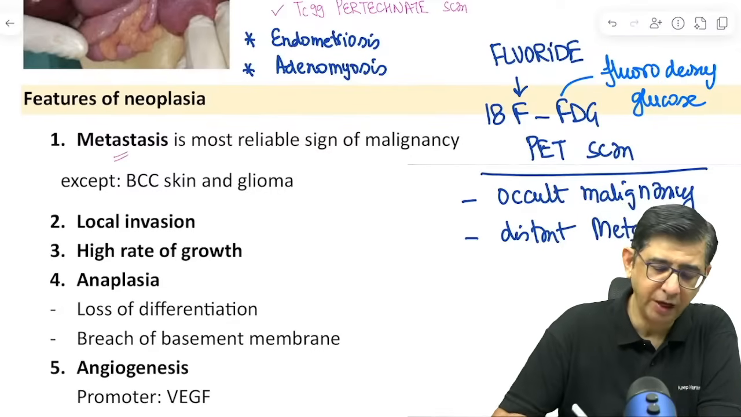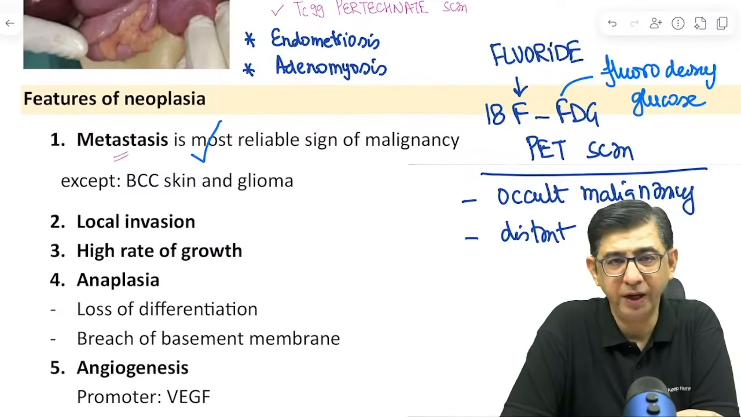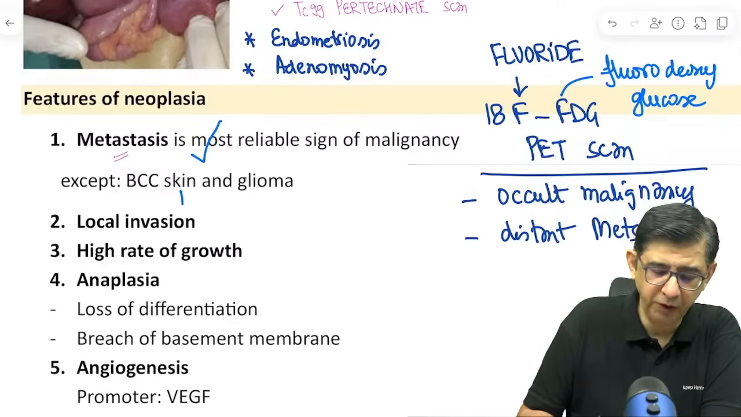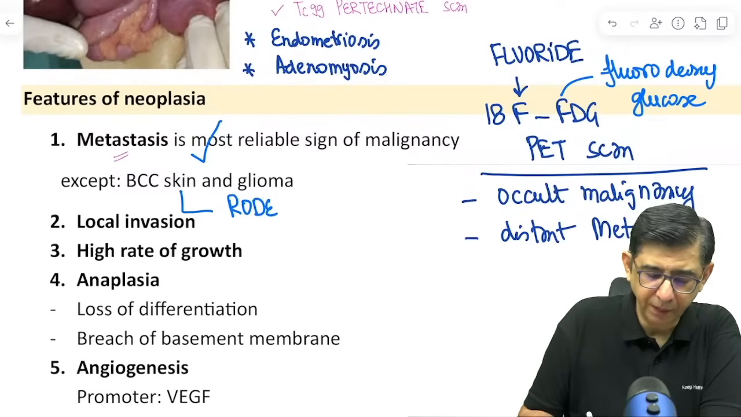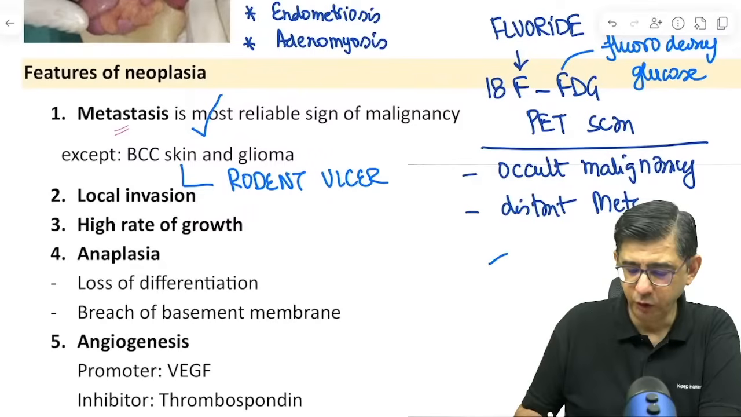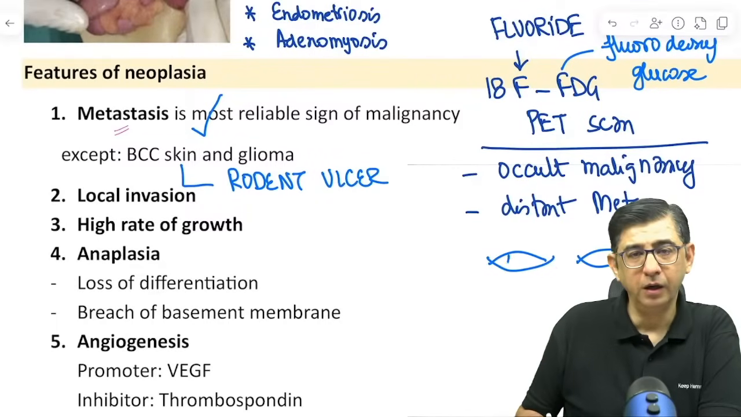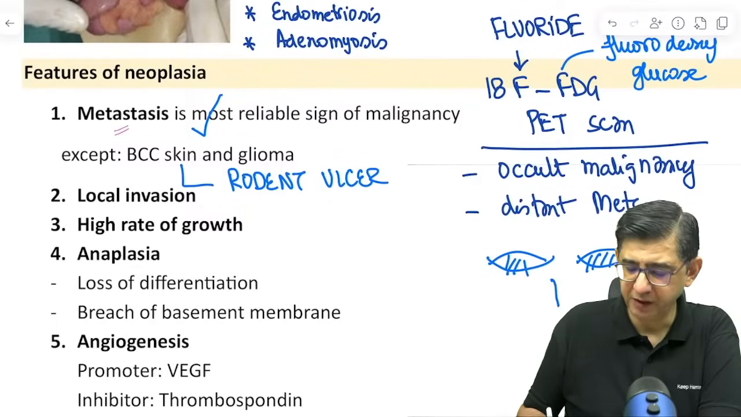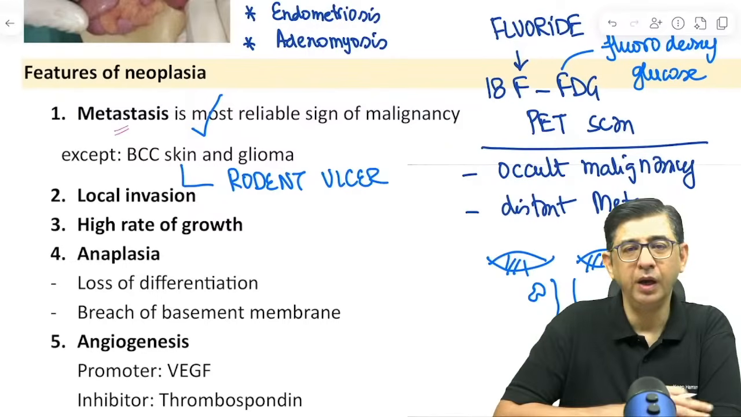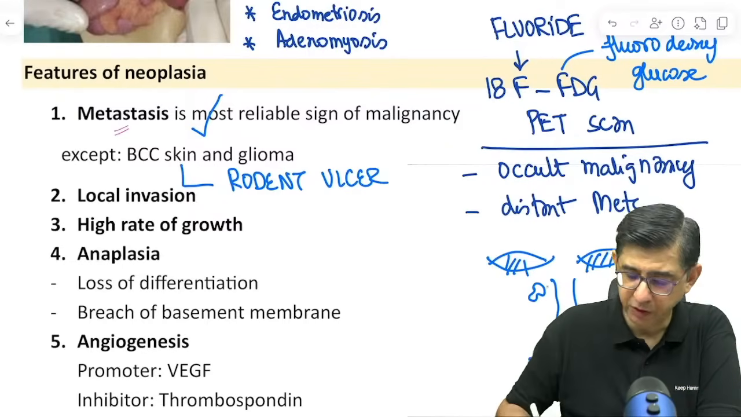So metastasis happens to be the most reliable sign of malignancy, except for basal cell carcinoma and glioma, which will have local spread. Basal cell carcinoma is what you read as a rodent ulcer, so it is locally invasive, and the image that would be given would be primarily in the tear area. Like basal cell carcinoma ka usually image based question aata hai, in that the close up of the face of the patient would be shown, and the area where tears come from when we cry, there would be a lesion present with pearly margins and rolled up margins.